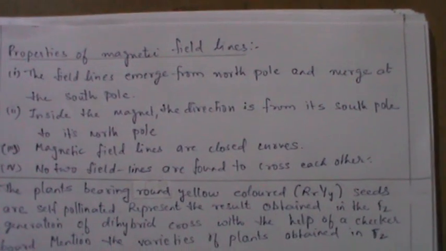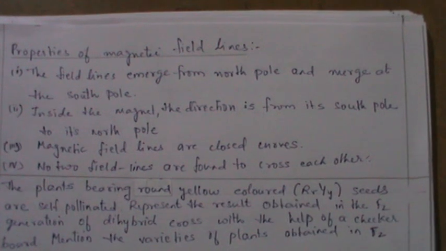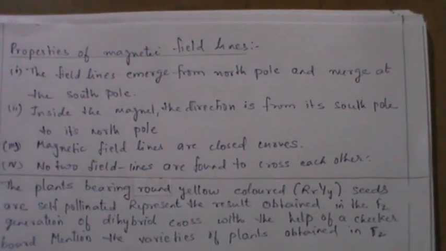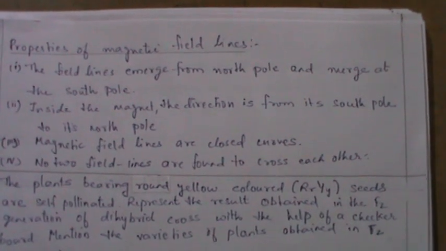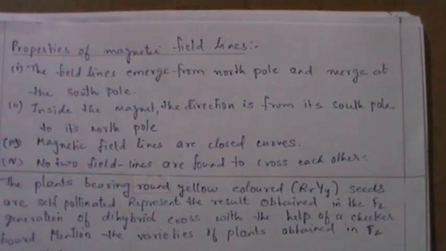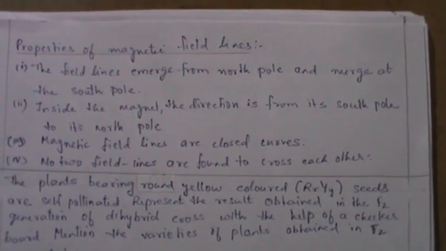Properties of magnetic field lines. Field lines emerge from the north pole and merge at the south pole. Inside the magnet, the direction is from the south pole to its north pole. Magnetic field lines are closed curves. No two field lines are found to cross each other.